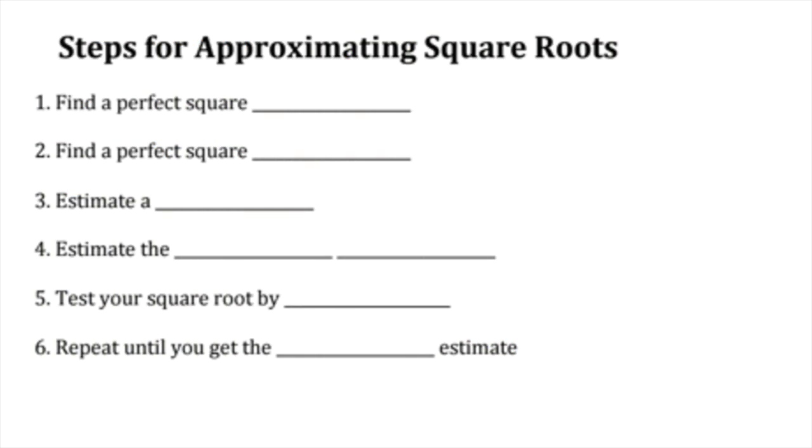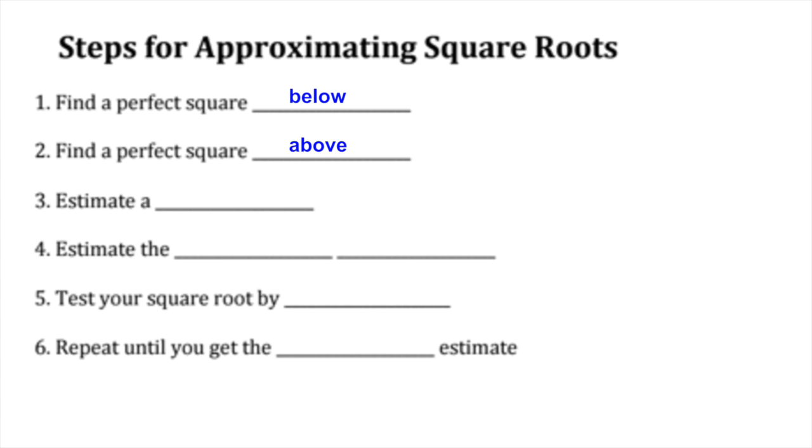Okay, now that you have seen him work with the square root of 45, we're going to take a look at the steps that he used for approximating square roots. The first thing you have to do is find a perfect square below the number that is given. Remember, he found the square root of 36 because it was below the square root of 45. The second thing you do is find a perfect square above the number you were given. And he used the square root of 49.